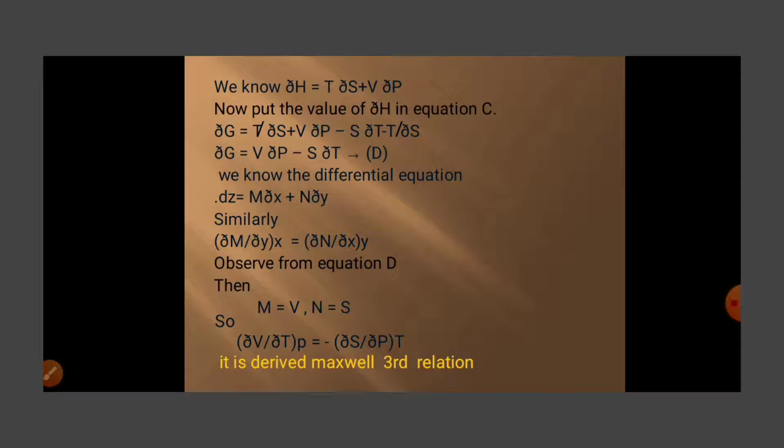If we look at equation D, that is similar to the differential equation, which is dz equal to M dx plus N dy. The differential equation can be written as ∂M/∂y at a constant x equal to ∂N/∂x at a constant y. Observe the equation D, our M will be V and our N will be minus S. So our differential equation will become ∂V/∂T at a constant P equal to minus ∂S/∂P at a constant T. It is the derived Maxwell third relation. So in that way we can derive the Maxwell third relation.